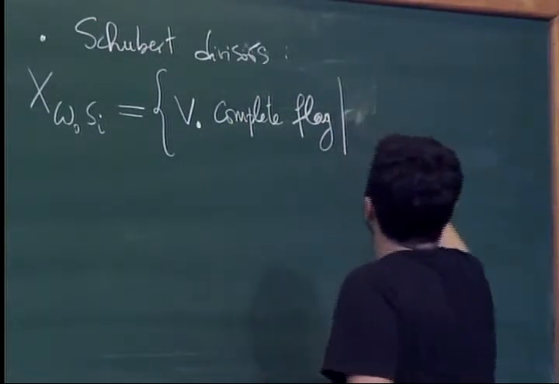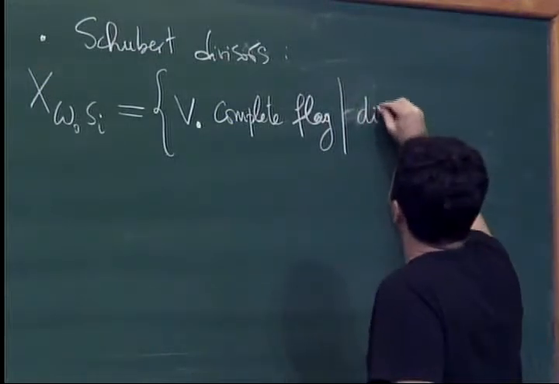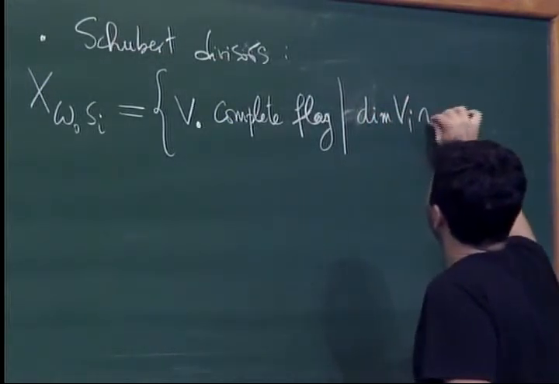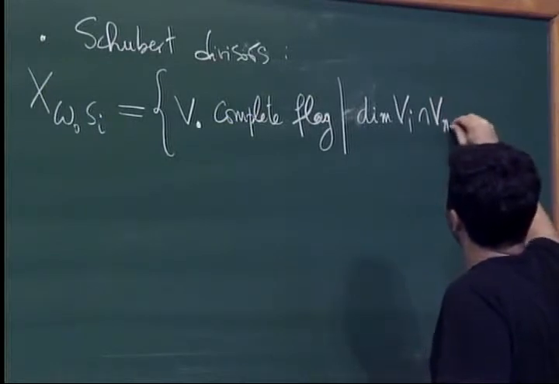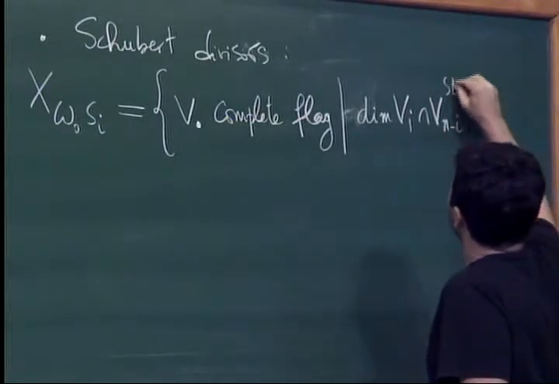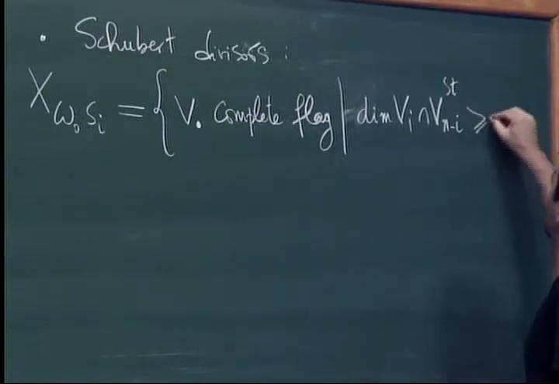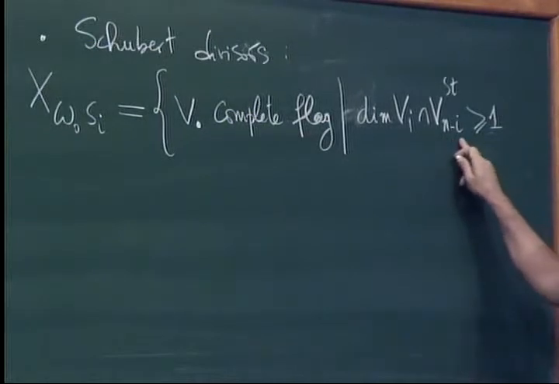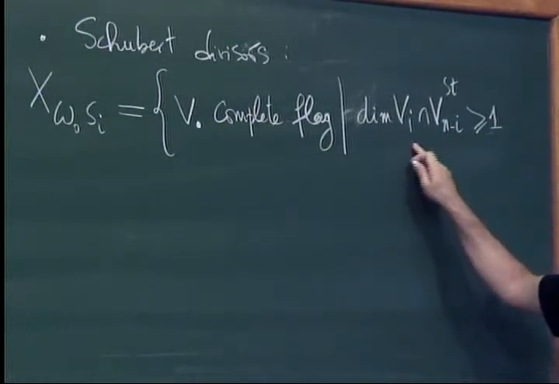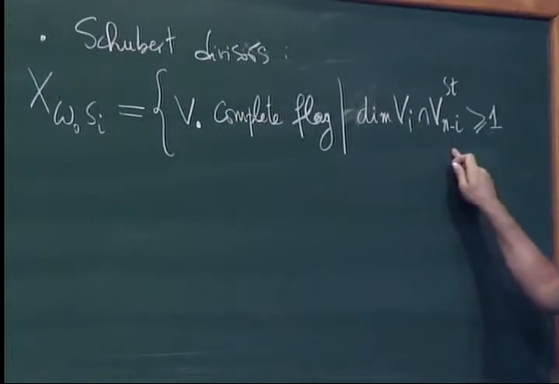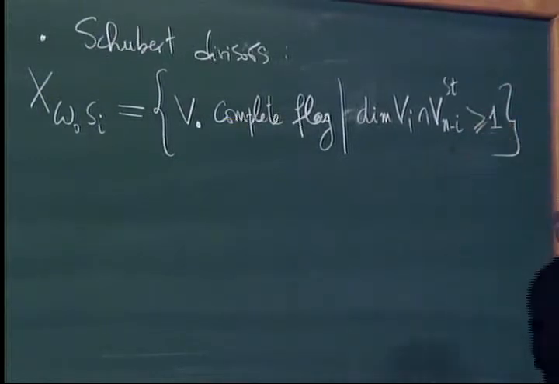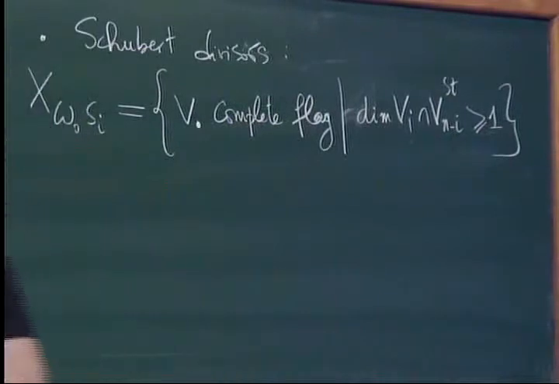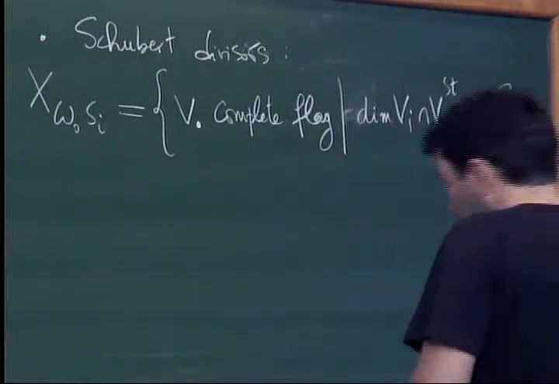such that the dimension of the i-dimensional subspace intersected with the n minus i standard subspace is greater or equal to 1. So this has dimension i, this has dimension n minus i. In general, the intersection is 0 dimensional. Here we are asking this intersection to be at least 1 dimensional. You get a divisor. Okay, so we will need this later on.